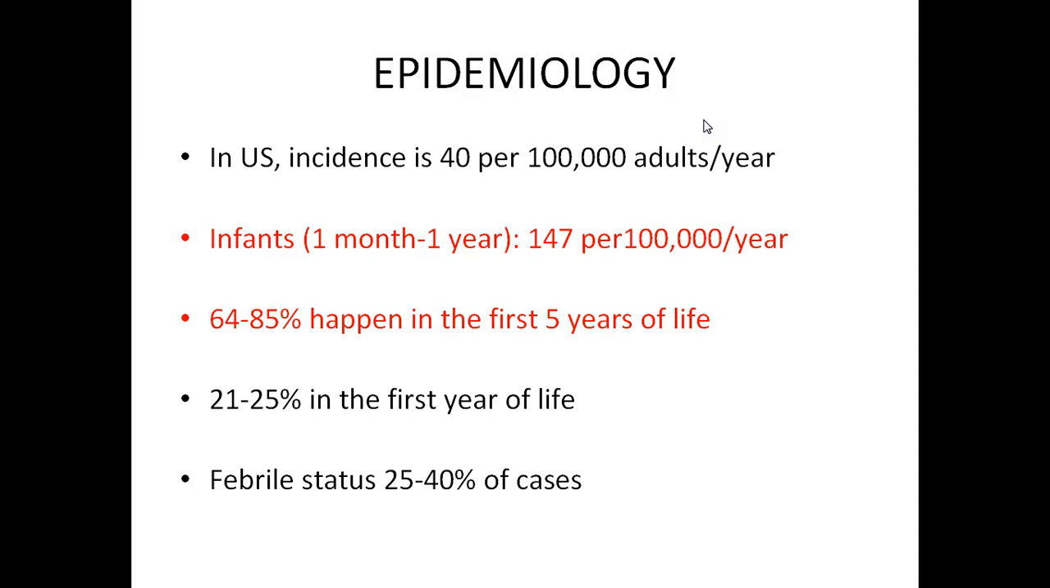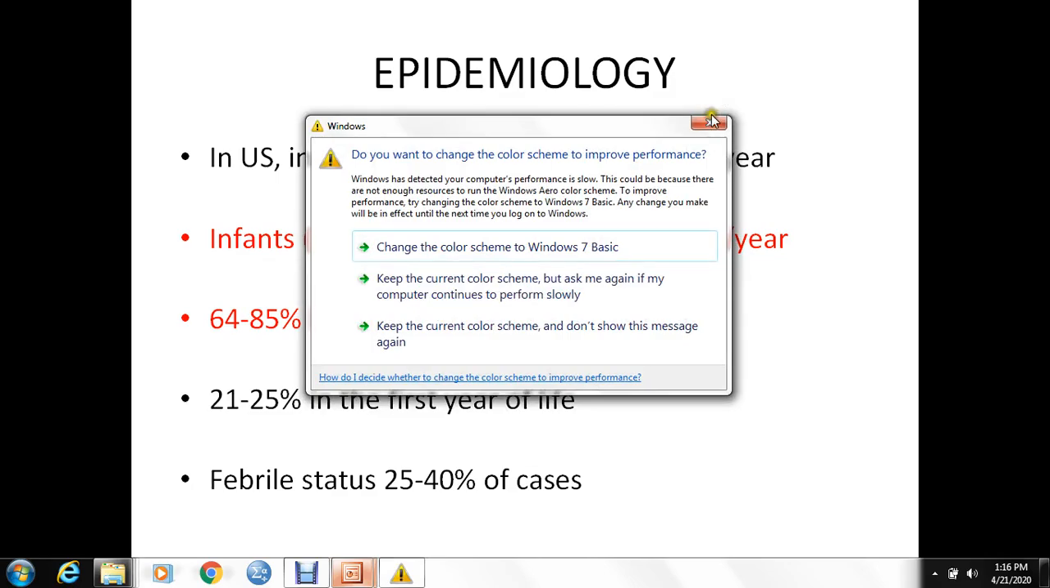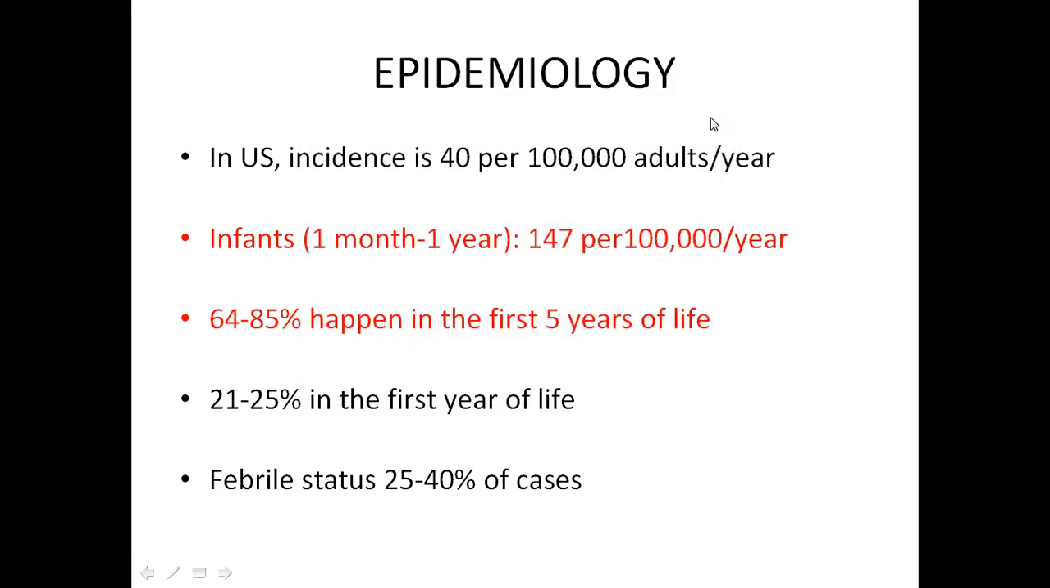So for the first year of life in an infant, status occurs in about 147 per 1 lakh children, which is about 5 times the adult population, and the majority of status in children occurs during the first 5 years of life, almost around 64 to 85%. And as we all know, the pediatric age group ranges from the first year of life to 18 years. So 64 to 85% of status epilepticus occurs in the first years of life.